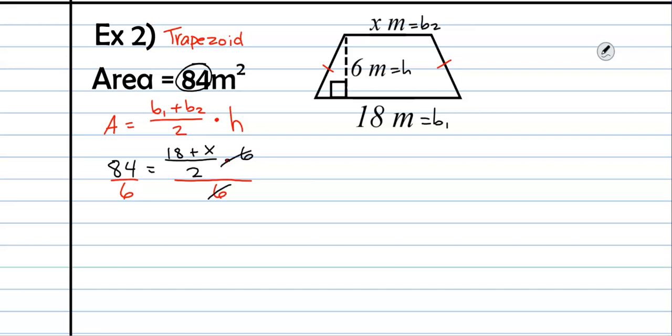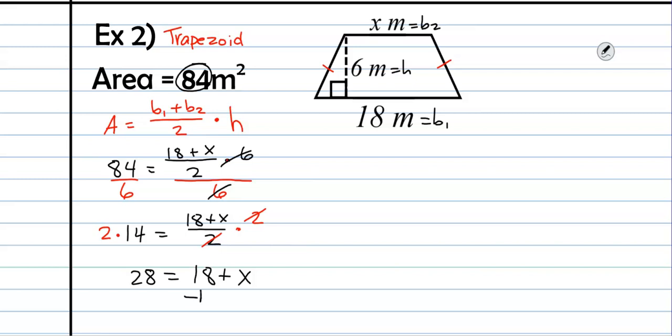So those guys are gone, and it's getting a little bit simpler. 14 equals (18 plus x) over 2. Now what? Well, now my x is being divided by 2, so to undo that, I would multiply both sides by 2 to get rid of those. So now we have 28 equals 18 plus x. There we go, and now we're to a place where it's not so difficult to solve.